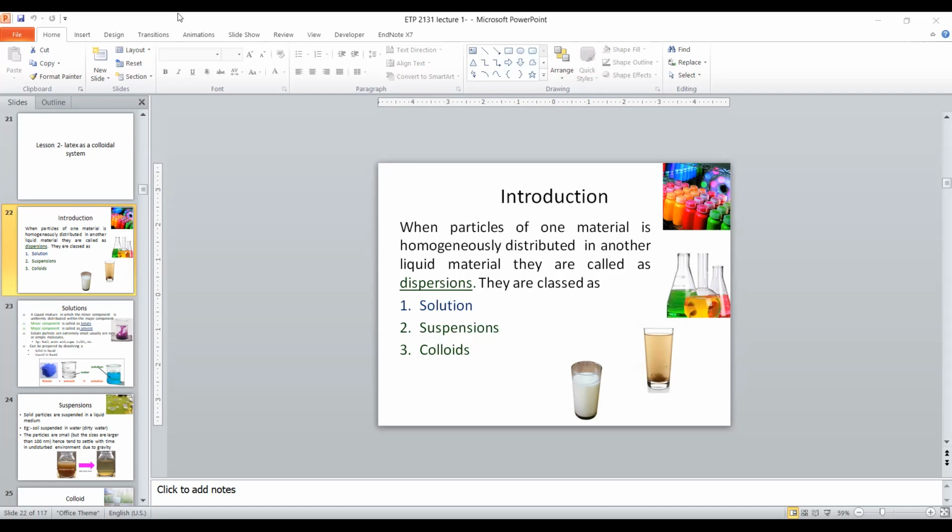In suspensions, these particles are very big, so that up until a certain degree, they are suspended in water, but with time, due to gravity, these particles are pulled down and settle. So this is mainly due to gravity. The particle sediments.